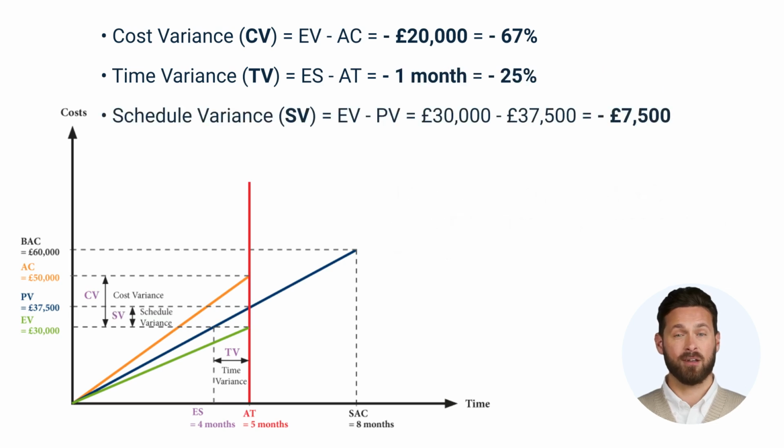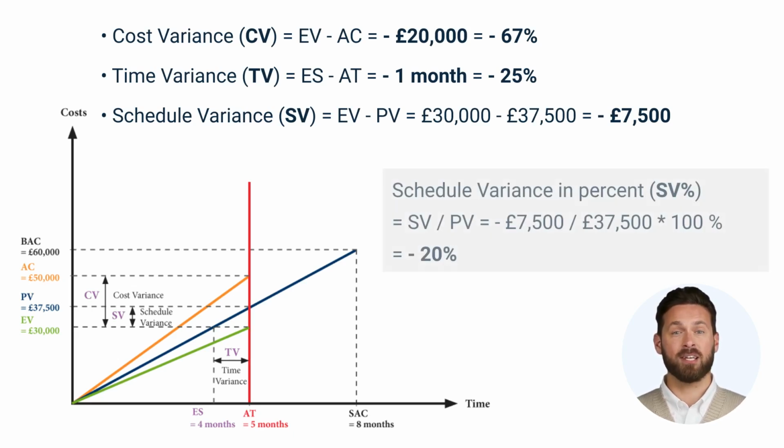The schedule variance, SV, is also used for time assessment, but is measured in costs. It results from the difference between the actual and the planned value, EV minus PV. A positive result indicates a time buffer, while a negative result points to a delay. Our current schedule variance is minus £7,500 or minus 20%.